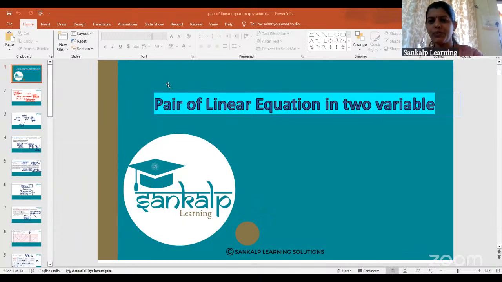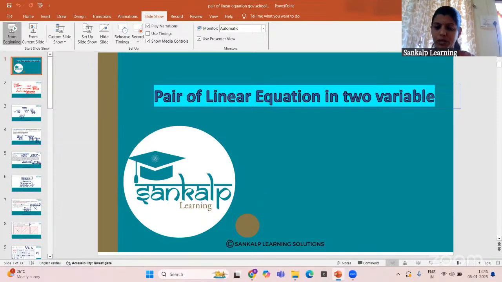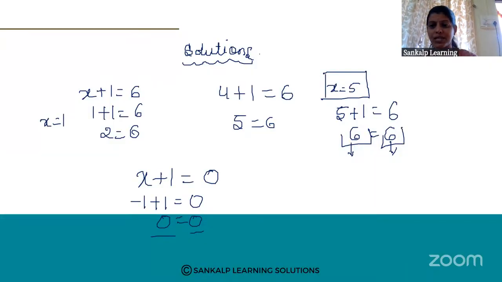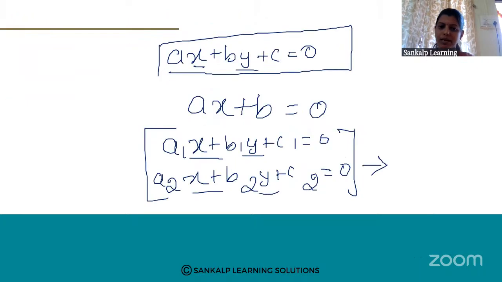In the last class, we started the topic pair of linear equations in two variables, right? We also discussed what is meant by an equation, what is a linear equation in one variable and in two variables, and the pair of linear equations in two variables and its general form, that is a1x plus b1y plus c1 is equal to 0 and a2x plus b2y plus c2 is equal to 0. So this is the general form of a pair of linear equations in two variables.